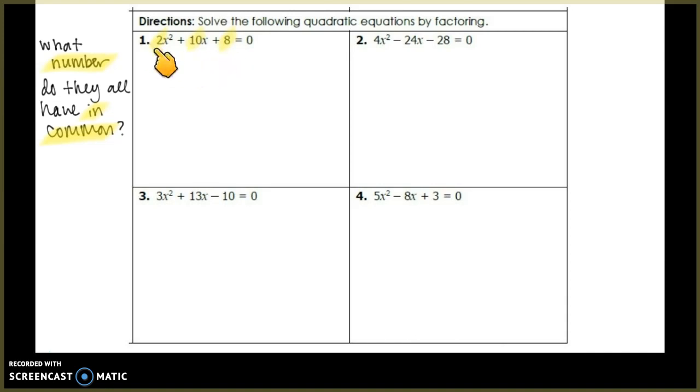If you're having trouble, just generally try dividing these two terms by this first one to see if you get a whole number. Same thing with this one. Try dividing 24 and 28 by 4 to see if you get a whole number. If you get a whole number, then that's the number you can take out.